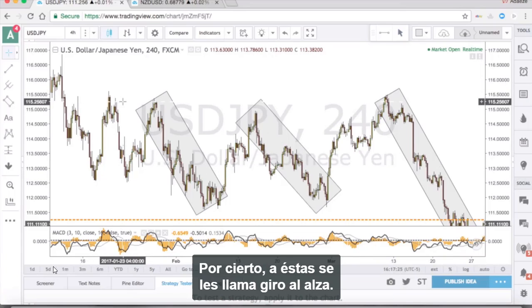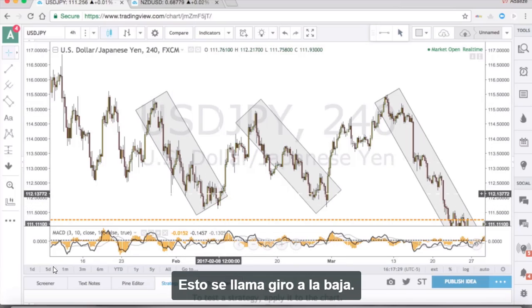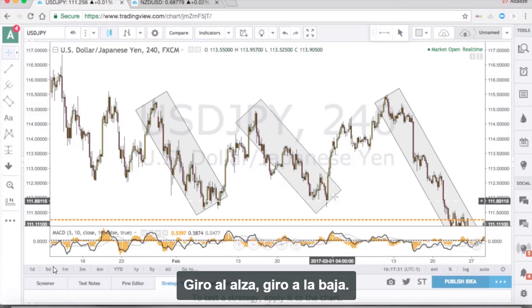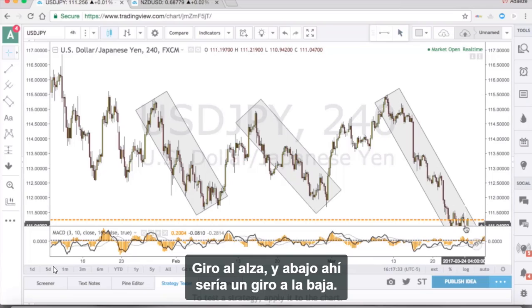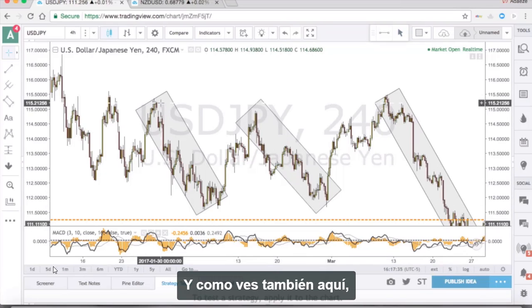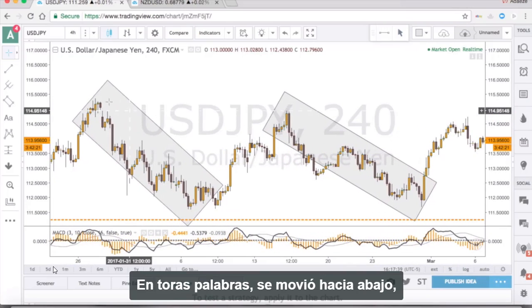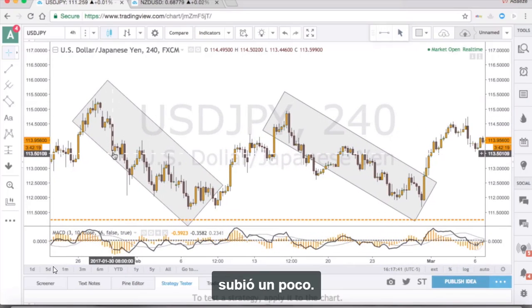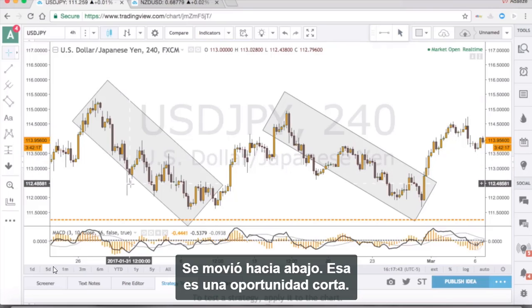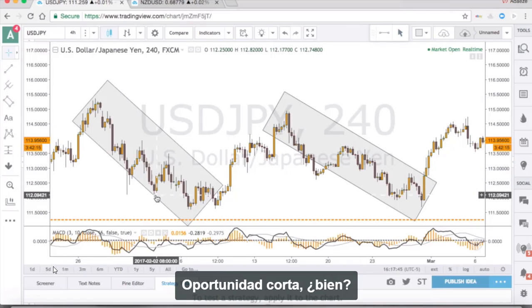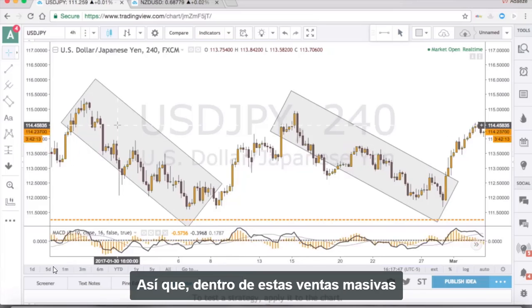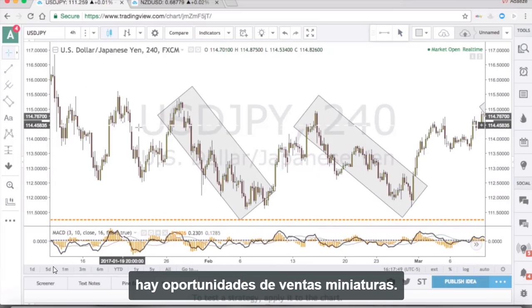All right. By the way, these are called swing highs. This is called swing lows. Swing high, swing low. Swing high, down there would be a swing low. And as you see in this as well, there's lots of miniature short opportunities. In other words, it moved down, kind of went up a little bit, moved down. That's a short opportunity. Here's another one, short opportunity. Okay. So within these massive sells are miniature sell opportunities.